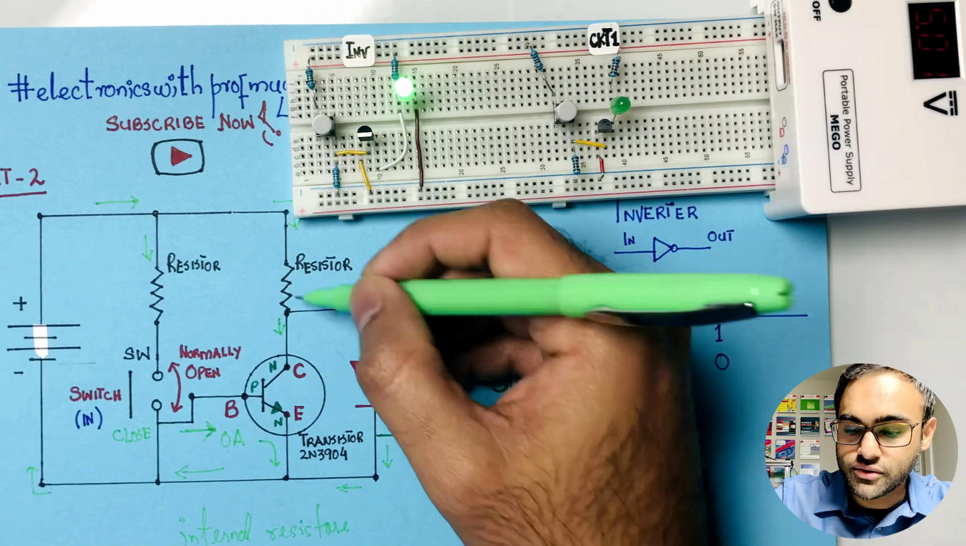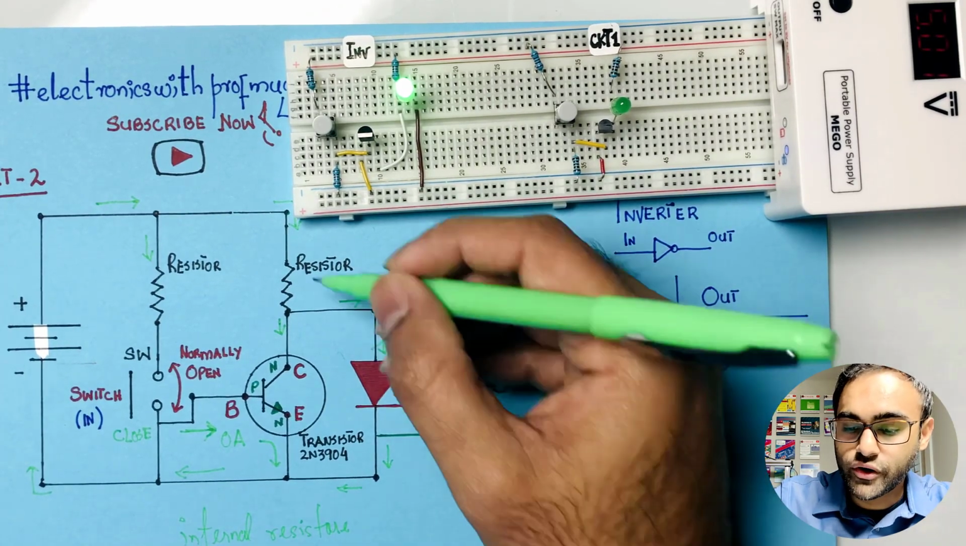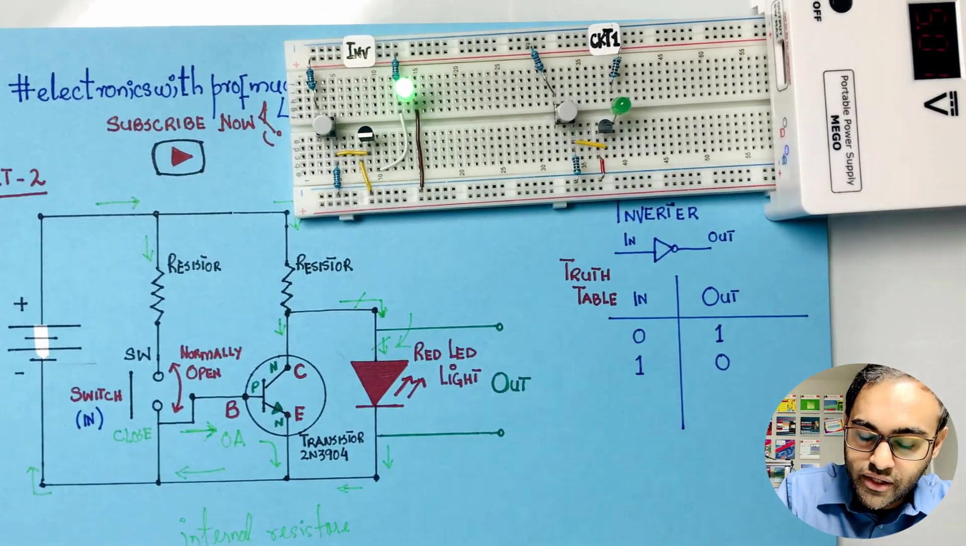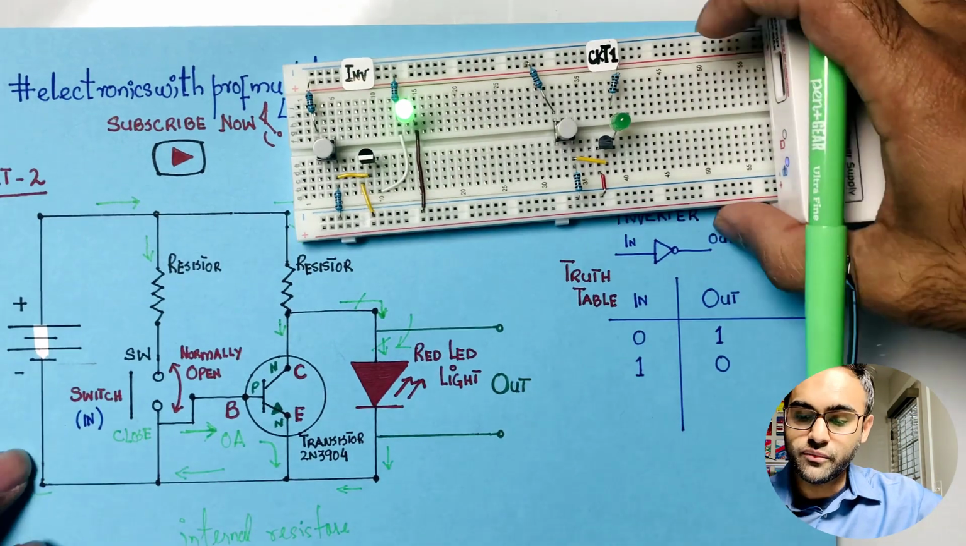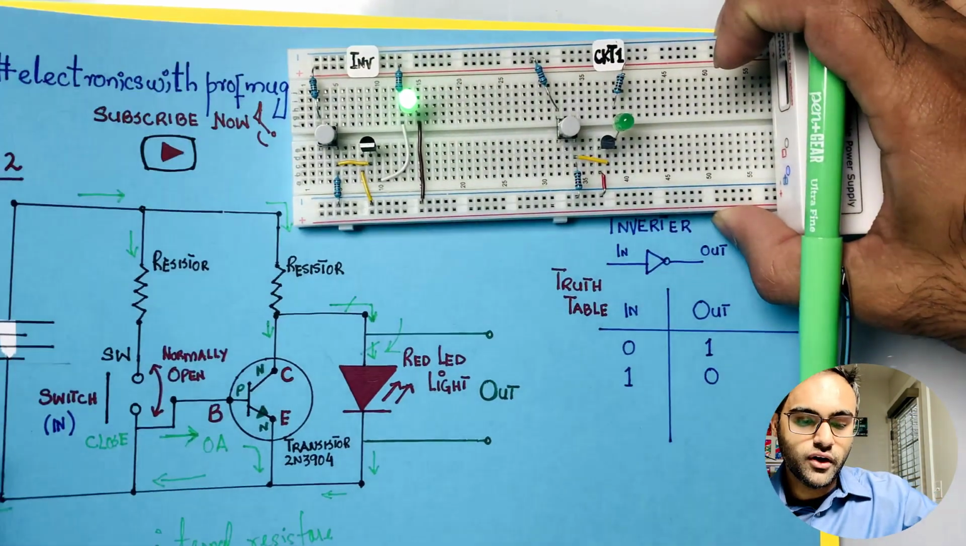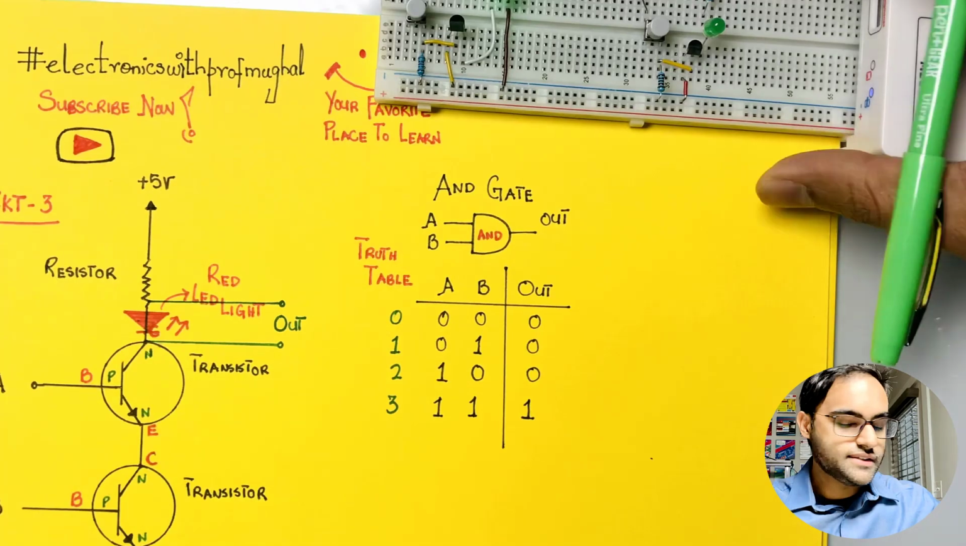So if you combine those two, that resistance is going to be a lot more than the internal resistance, which is going to be just a few ohms. It's really 7 to 23 ohms. All right, this was your inverter gate. Let's now move on to the next circuit.